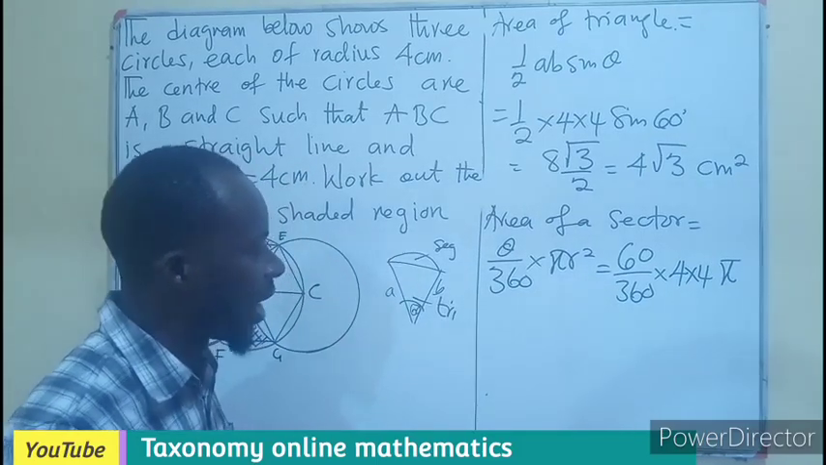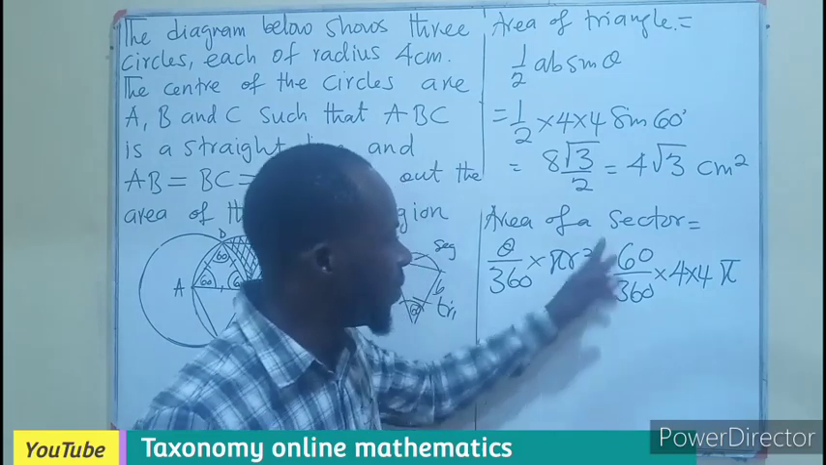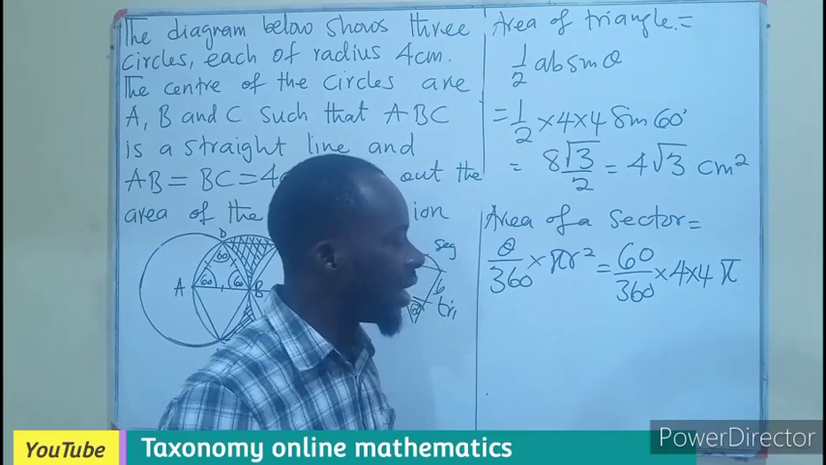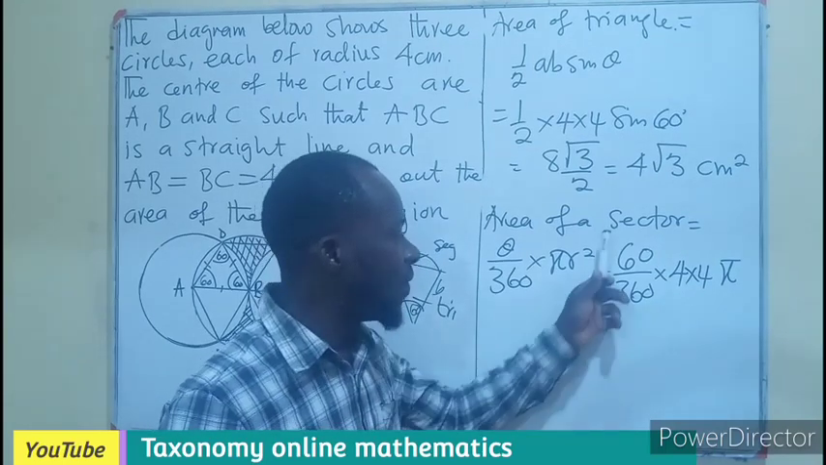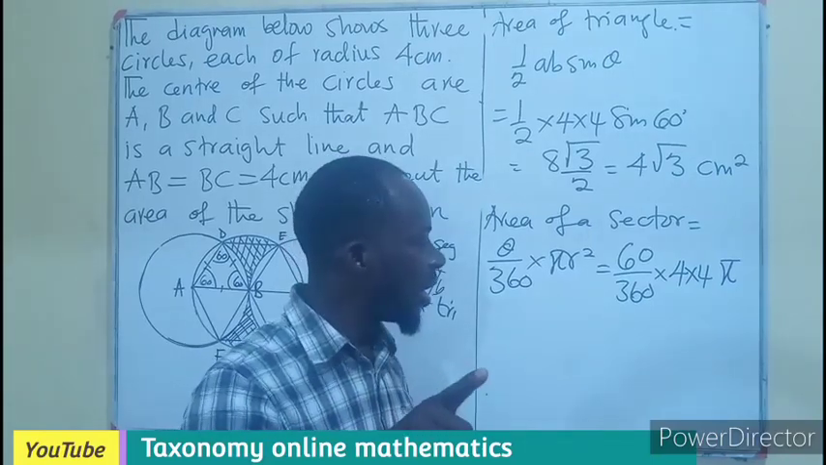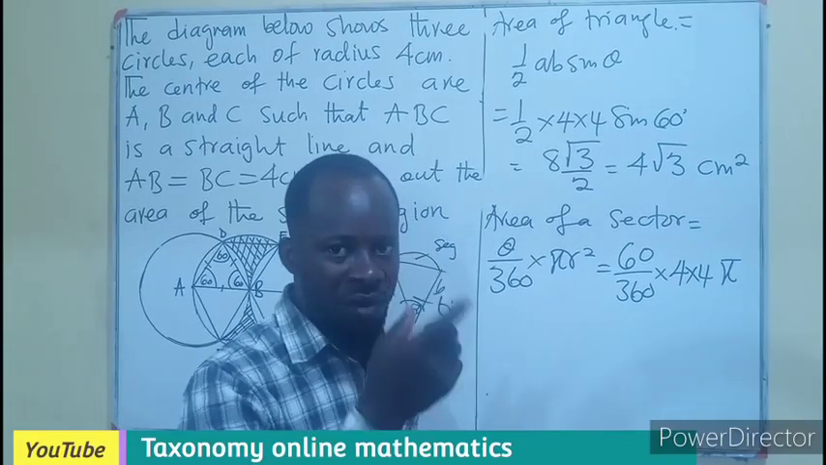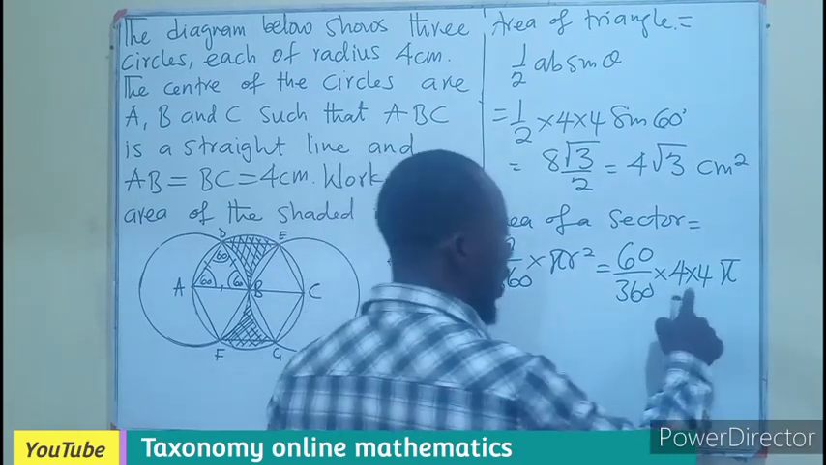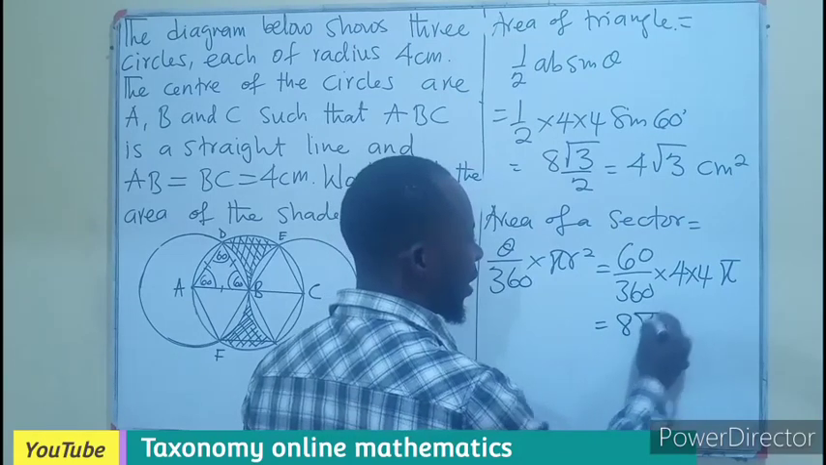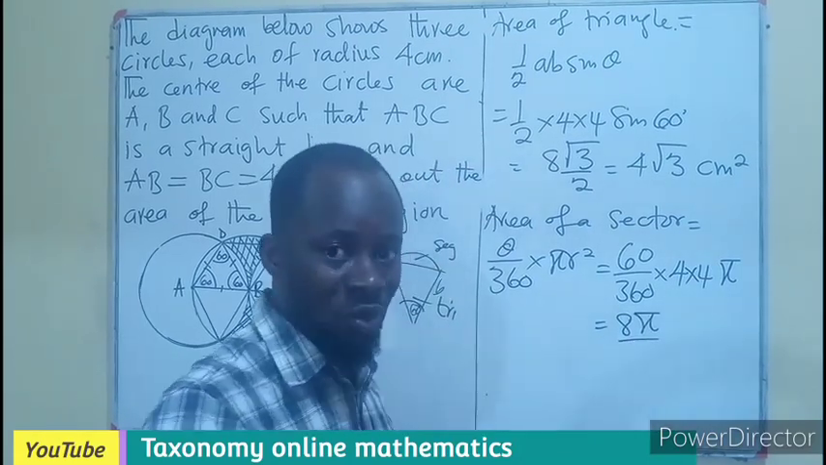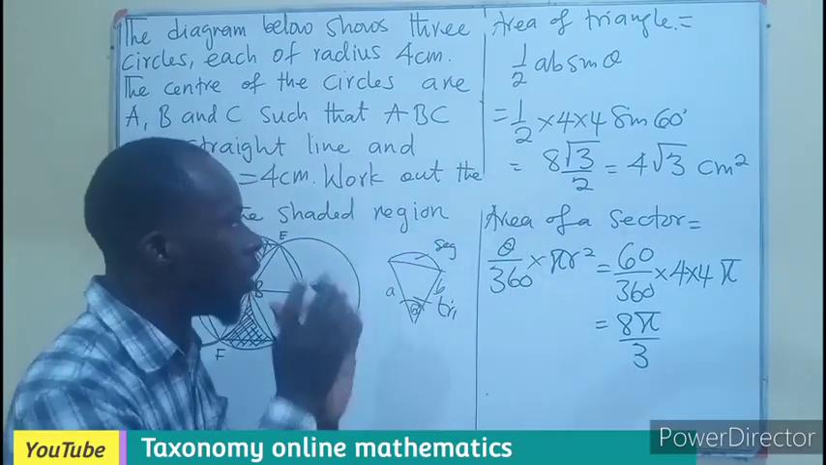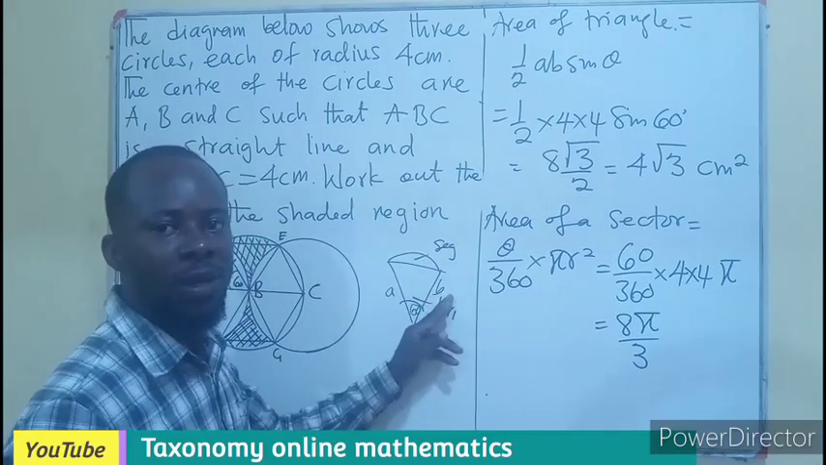Let's see how best we can cancel that. 10 will go and cancel, leaving 6 and 36. 6 will go there 1. 6 will go here 6 times. Then we'll be having 1/6 times 16. 16 over what? 6, which will have a common factor of 2. So 2 into 8. 2 into 16 will be what? 8 pi over 6. And 2 into 6 will also give us what? 3. So in all, our sector is known.